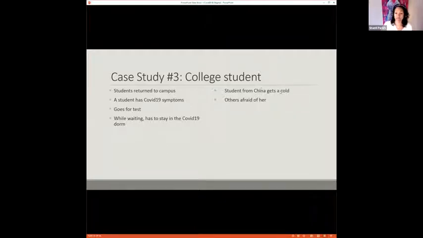A student from China gets a cold. This student does not have COVID. But because of subtle messages in our media, others are afraid of her. So my message to you is, as you come back to campus, treat each other gently, think about stigma, think about the messages that are out there, and we've got to support each other. All right, next, back to my lesson.